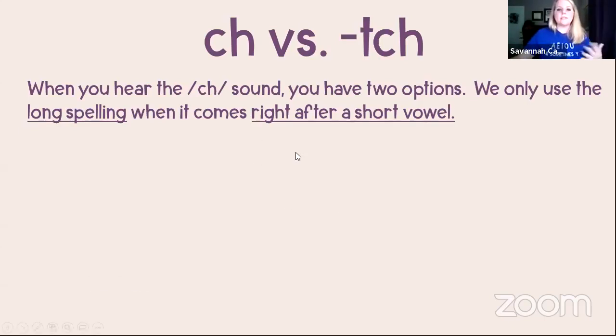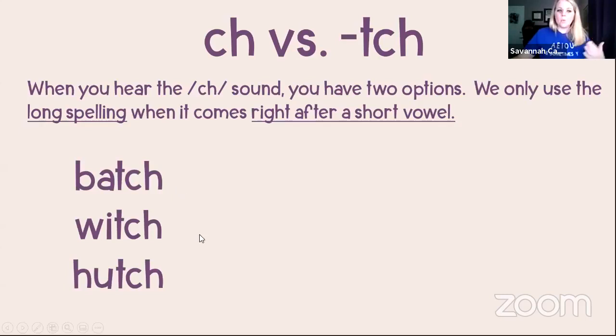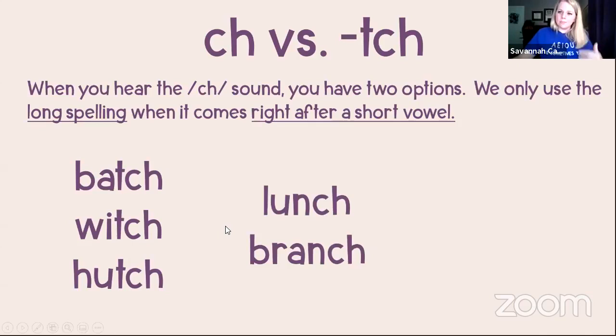So let's look at some examples. Batch, witch, hutch. All 3 of those, you hear the ch right after a short vowel. So we use the longer spelling. But then if you look at lunch and branch, they do have a short vowel, but the ch sound is not right after. So when I'm going over words with kids and they read lunch, I'll say something like, well, why is it a CH and not a TCH? And they'll tell me, oh, well, the N is blocking it, so it can't be a TCH.